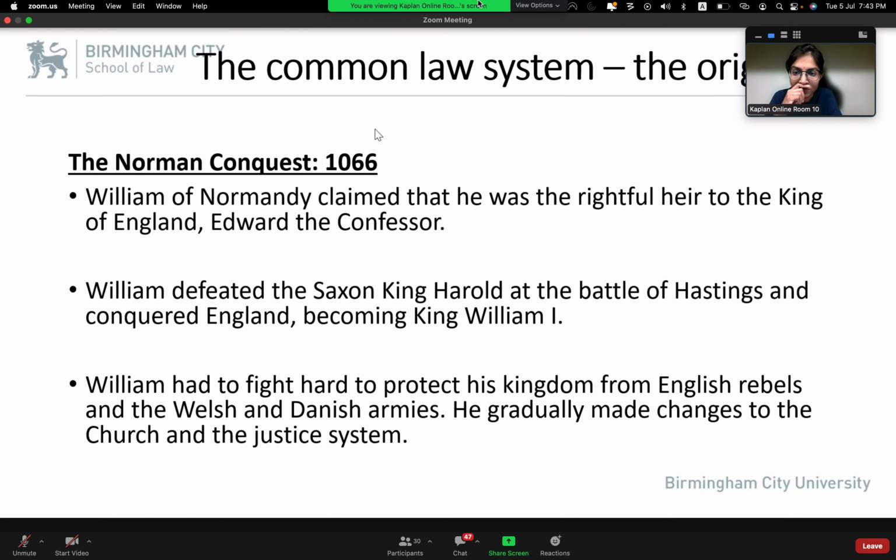But now, William has conquered England, and these people who live in England were used to following the Anglo-Saxon customary society, right? How do I ensure that they now accept me as their king? How do I get their loyal support? That's an interesting point here. So he's a very, very smart man. He needs to protect his kingdom from other armies and enemies.